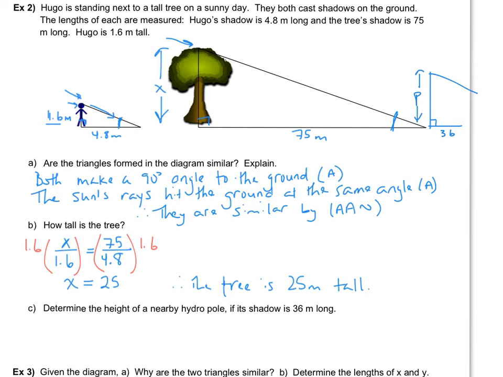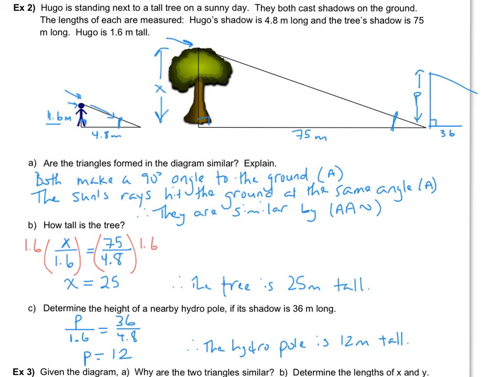And again, I can't draw the whole triangle there because I'm running out of room, but we can set up similarity for this as well. The height of the pole would match with Hugo's height. And I'm going to go back to Hugo because that triangle had both sides given to us. The shadow compared to the shadow, and multiply both sides by 1.6 again. So 36 divided by 4.8 gives me 7.5, times 1.6 gives me 12. So therefore the hydro pole is 12 meters tall.